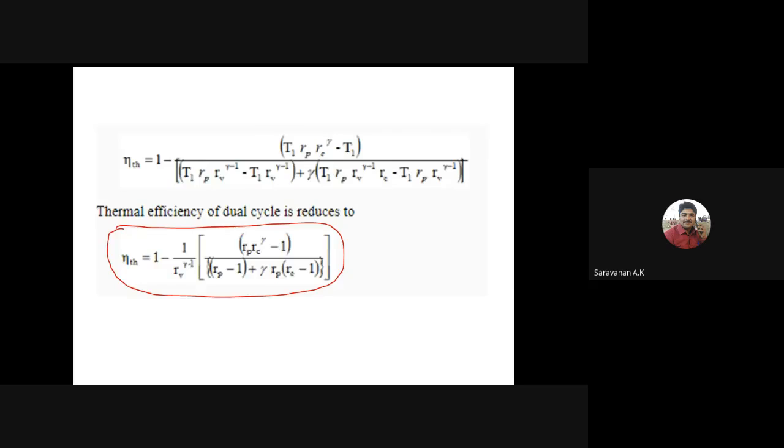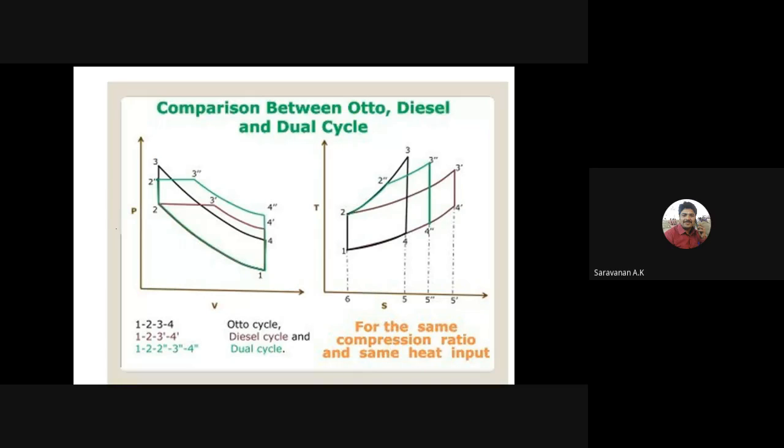Yes, sir. Okay. So the comparison. How can we compare which cycle's efficiency is more? Like that we can see. In this PV diagram, 1 to 2 is the same for all the processes, right? Here see 1, 2, 3, and 4. What is the cycle?